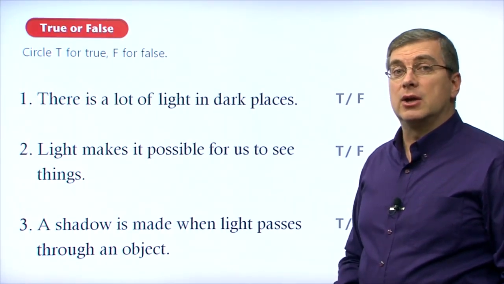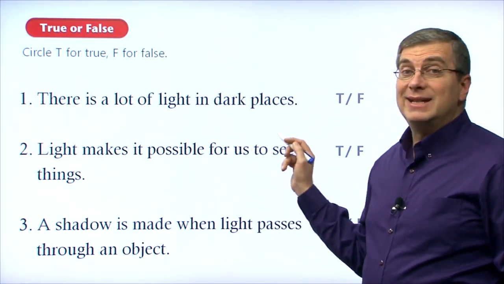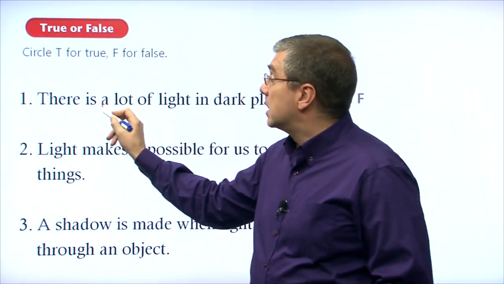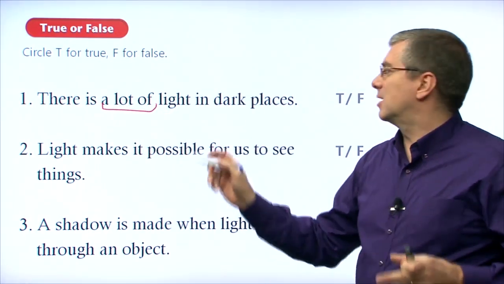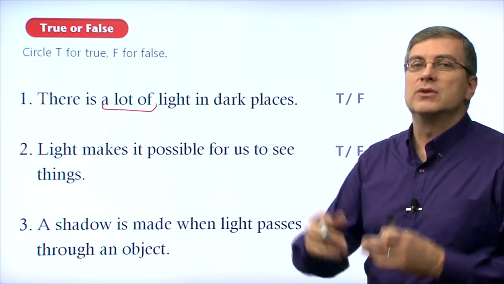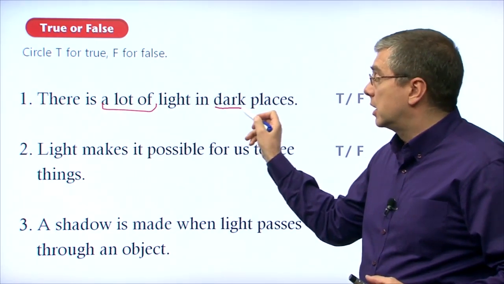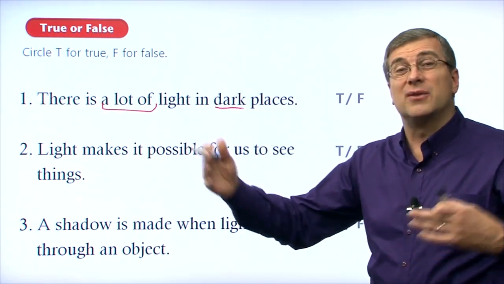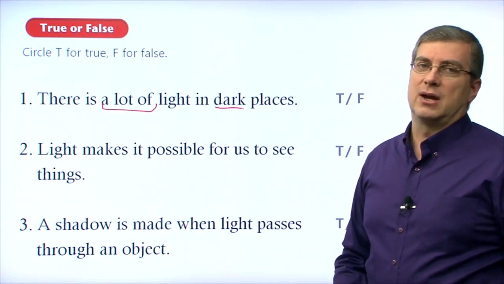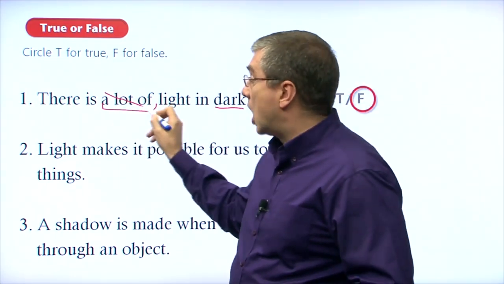Okay, let's take a look at our true-false questions. Number one, there is a lot of light in dark places. A lot of. Many, right? A lot of. But we can't use many here because light is non-count. We have to use a lot of. A lot of light in dark places. Does that sound right? If it's dark, there's a lot of light? Well, of course, that doesn't sound right, right? It's false. Because in a dark place, there's not a lot of light.